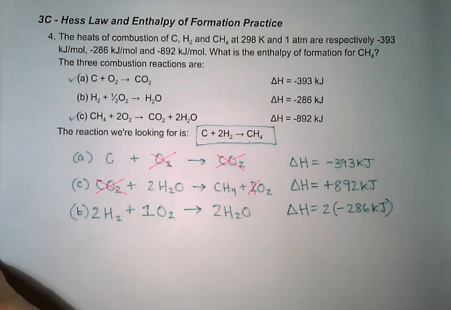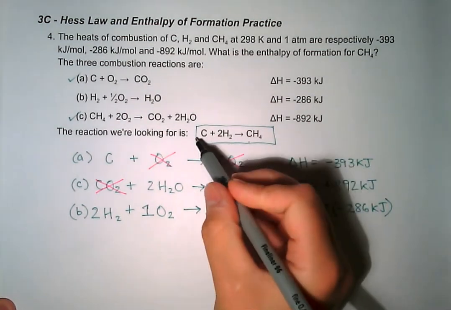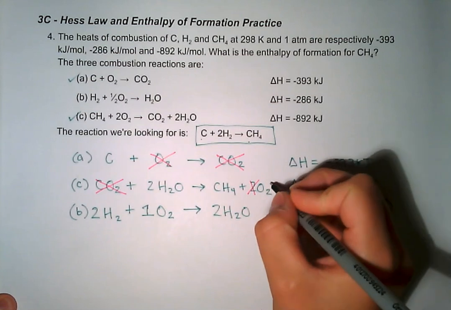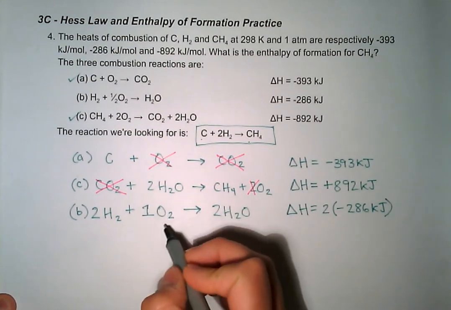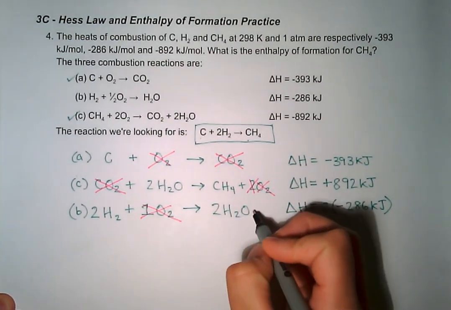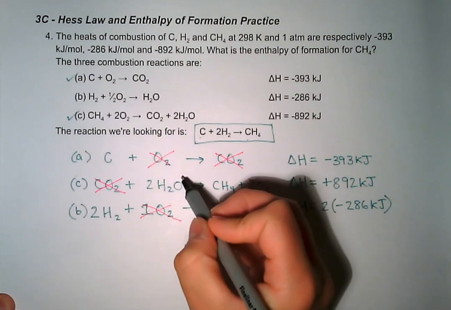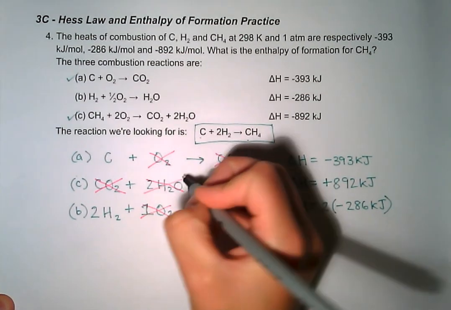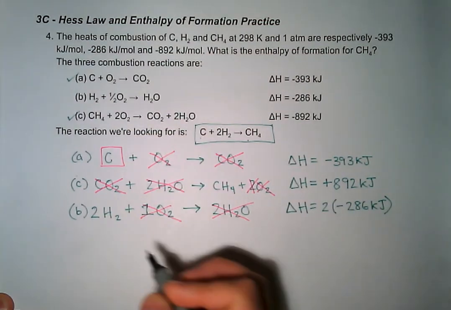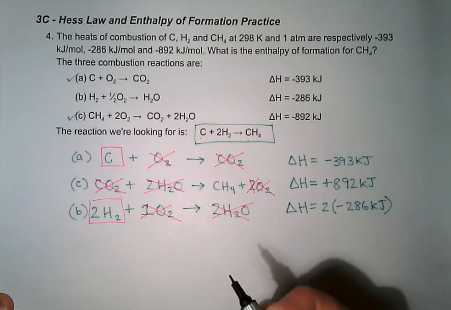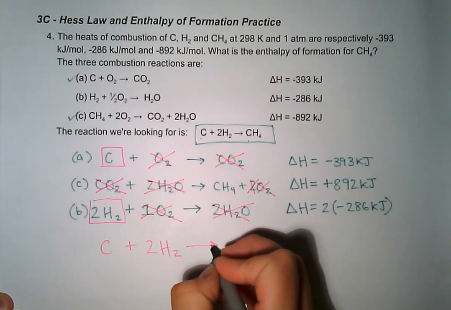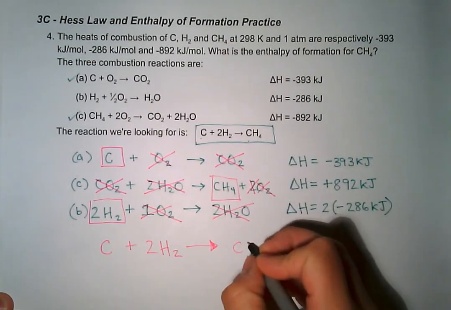So now, hopefully, everything will cancel out correctly, so I'll be left with just my target reaction. So we need to double check to make sure that is the case. My O2 that I have left over here will cancel out with the O2 that I now have on the reactant side. So I'll put an X through that and an X through that O2. These two H2Os on the product side will cancel with these two H2Os on the reactant side. So those cancel out. And now I am left with carbon plus 2H2 on the reactant side. And on my product side, I'm just left with CH4.